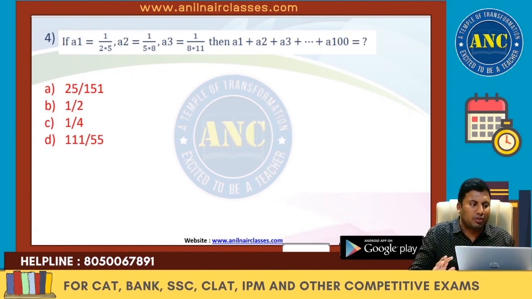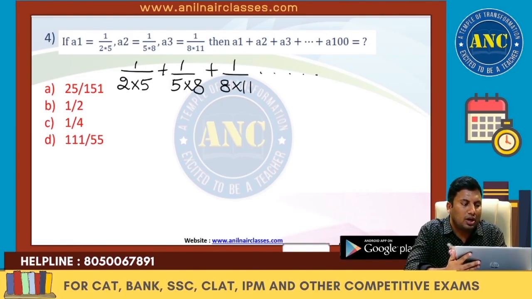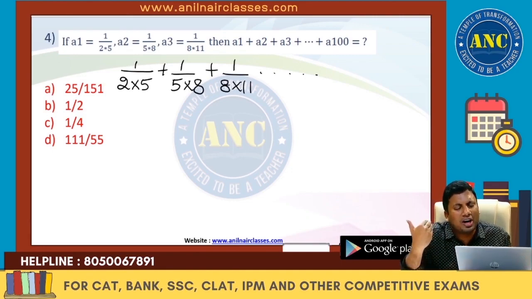Now another, the fourth one. If a1 is equivalent to 1 by 2 into 5, next one 1 by 5 into 8, next one 1 by 8 into 11, and so on up to some series is given. Forget about it, I don't want kids to find out the 100th value and do it. We will just use approximation.